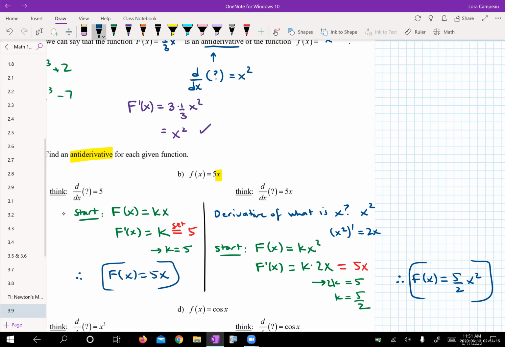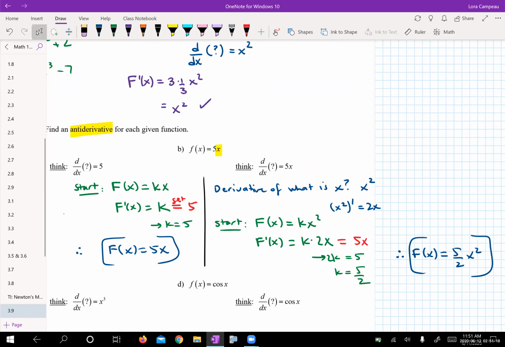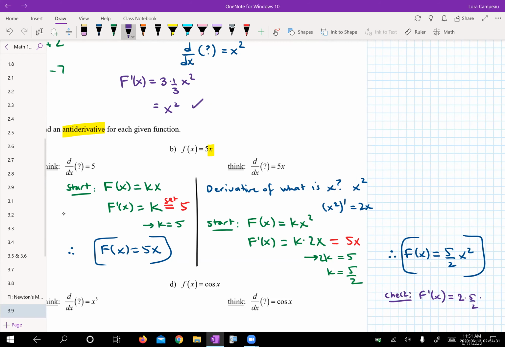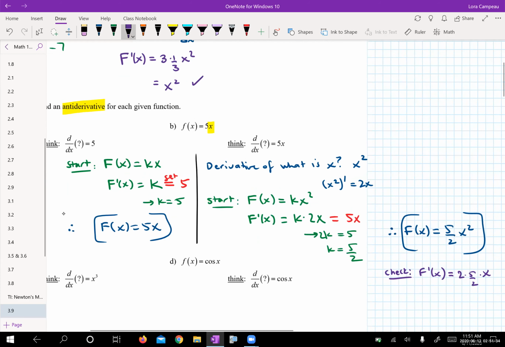And if you're not sure if you chose the right function, you can always take the derivative just to check it. I would not circle this part, but you can ask, what is the derivative of capital F of x? That's 2 times 5/2 times x. The 2 times 5/2 cancels out with the 2's, and we end up getting 5x. So it helps us verify that we chose the right antiderivative.